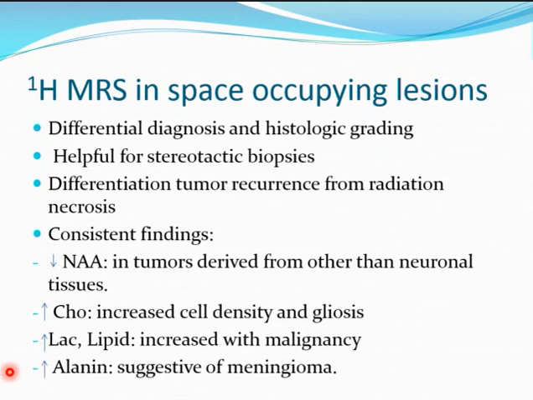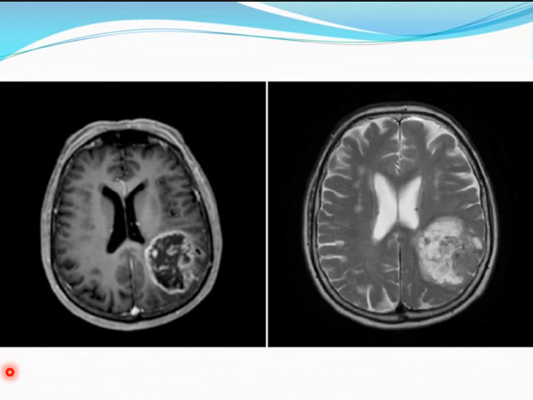Alanine increase is suggestive of meningioma. Alanine, when it's increased, is more in favor of meningioma. For example, you can see here, what do we have here? There's a mass lesion. This mass lesion is peripherally enhancing with necrotic tissue. It looks like a glioma, okay?